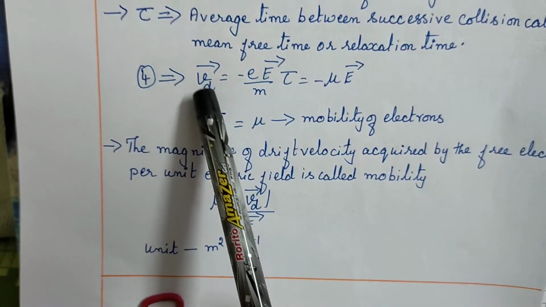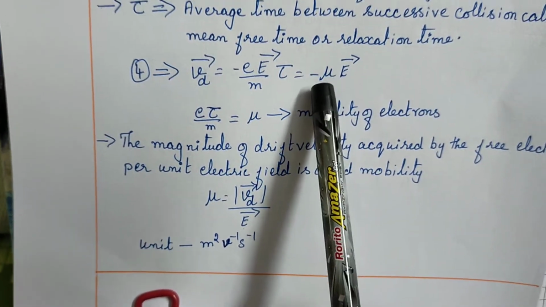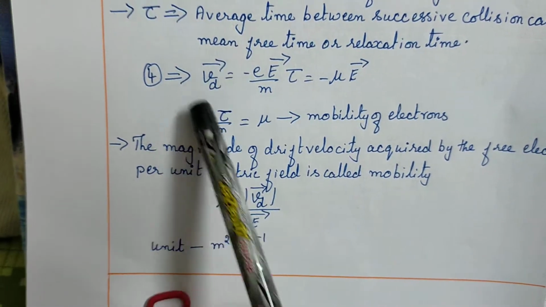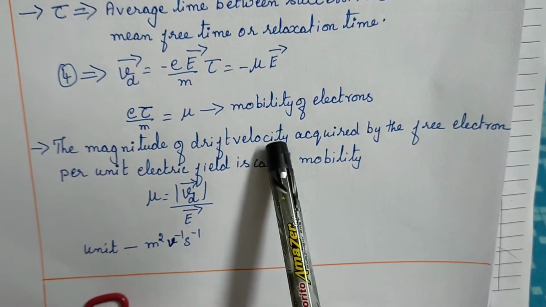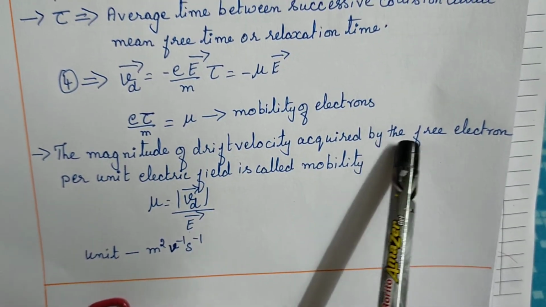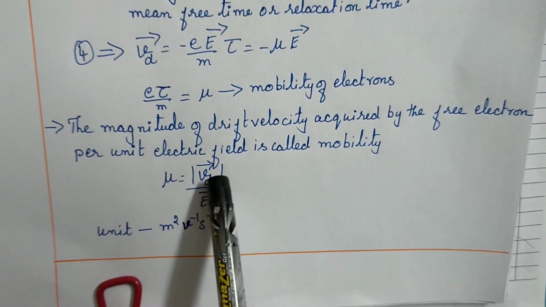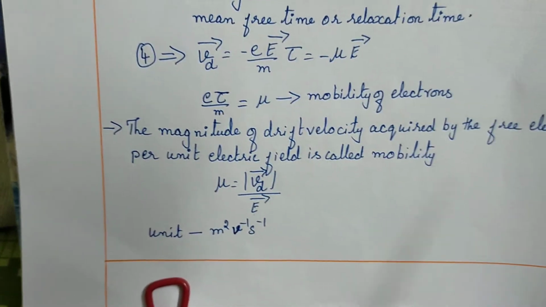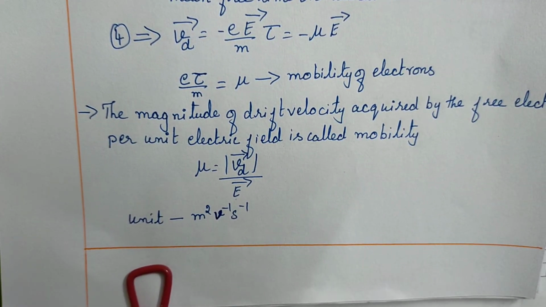With this expression, Vd is equal to minus mu E, we have mu is equal to Vd by E. So with that expression we have the definition: the magnitude of drift velocity acquired by the free electron per unit electric field, Vd by E. And the unit for mobility is m squared V to the power minus 1 s to the power minus 1.